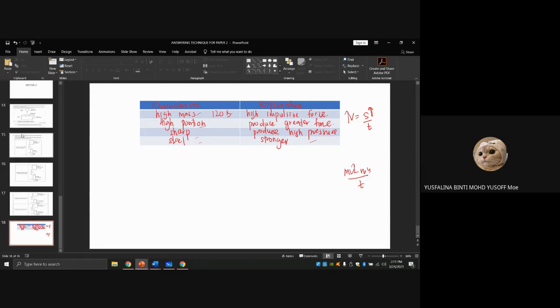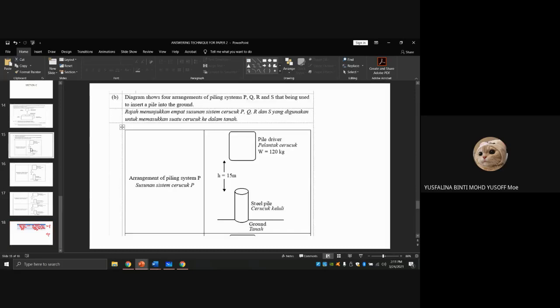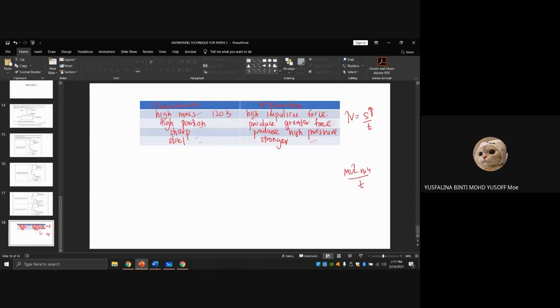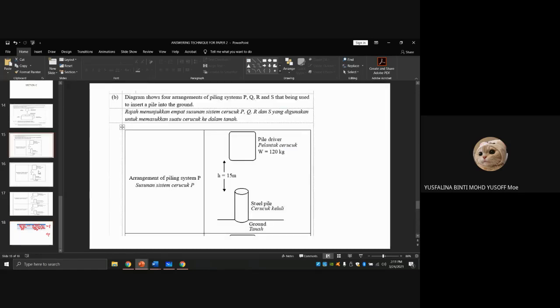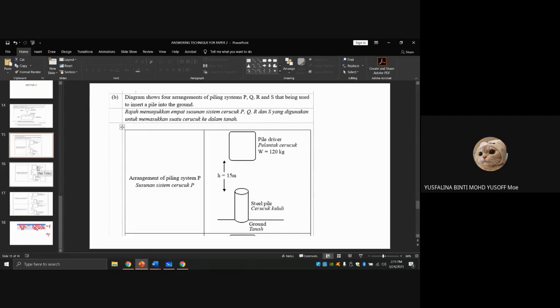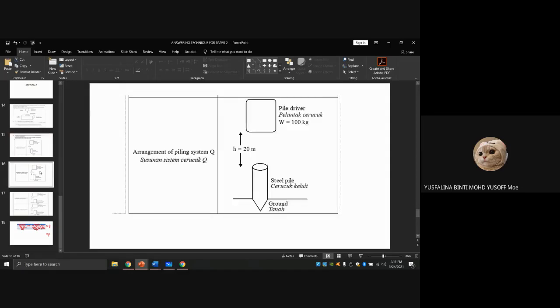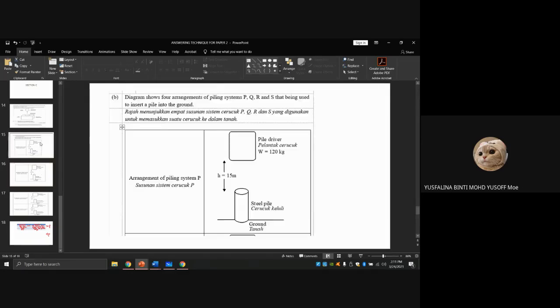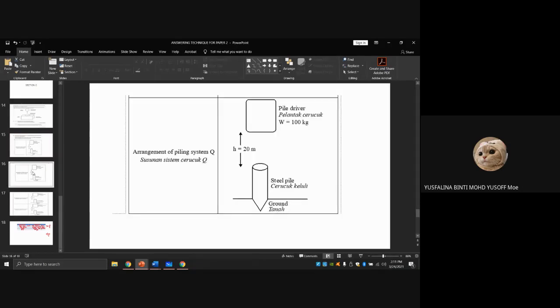If you calculate the marks, now only 8 marks, right? But actually this question has 10 marks. So where do the 2 marks come from? You have to choose whether you want P, Q, R, or S. But for this one, we already chose it's not concrete, it should be steel. So R and S, we just ignore. So now it's between P and Q. Which one do you want, P or Q?